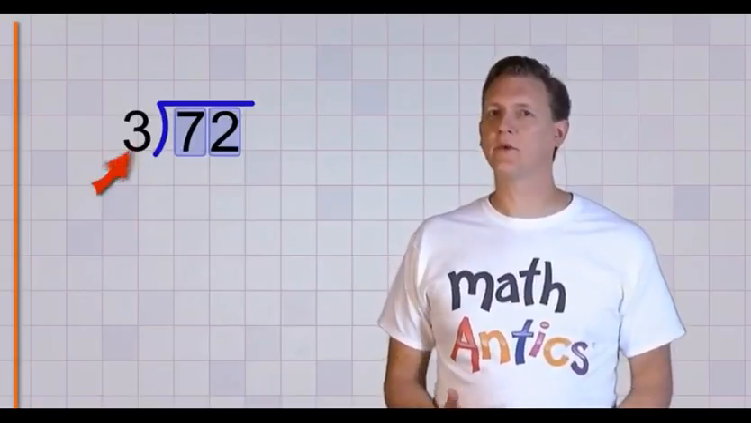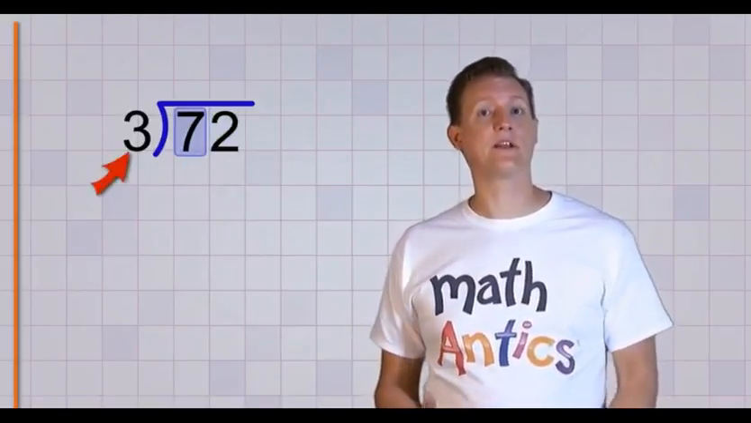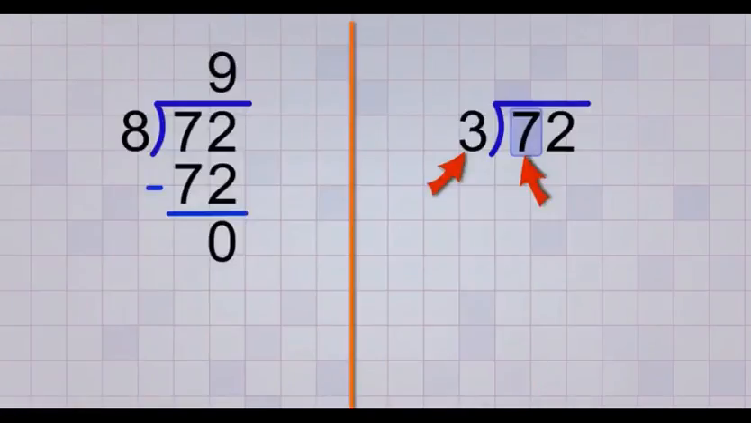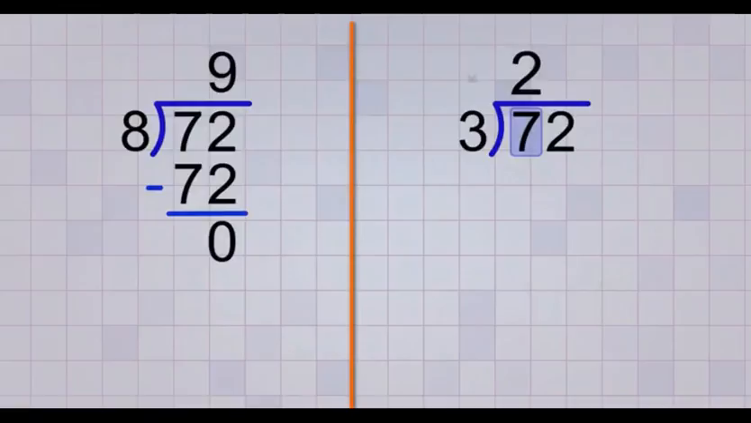Instead of asking how many 3s make 72, let's just focus on the first digit and ask how many 3s does it take to make 7. That's easy. 2 3s would give us 6, which is very close, so let's put a 2 in the answer line right above the 7. And then we multiply 2 times 3, and that makes 6, and we subtract 6 from 7 to get a remainder of 1.